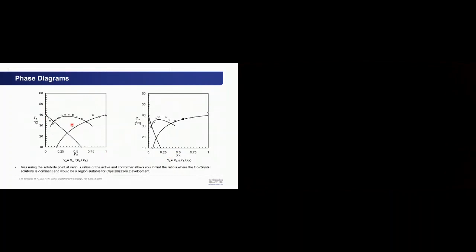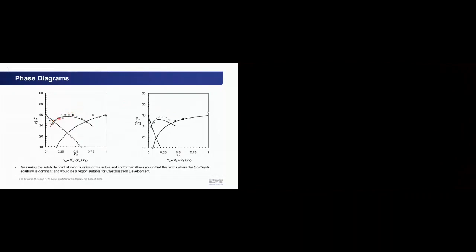Where you've got a new co-crystal being formed with a higher solubility, you would collect solubility points across a range of variable coformer against active, so A over XA XB. Then you find the region where the solubility is dictated by the co-crystal. This would be a not safe operation region to develop a co-crystal, or at least to seed during scale up.